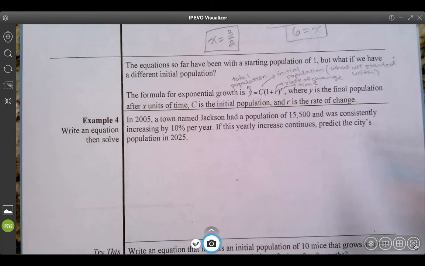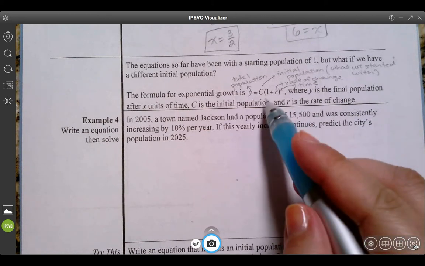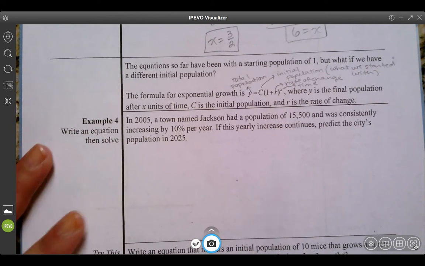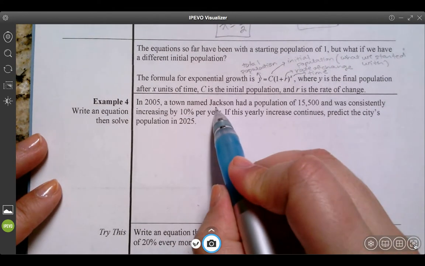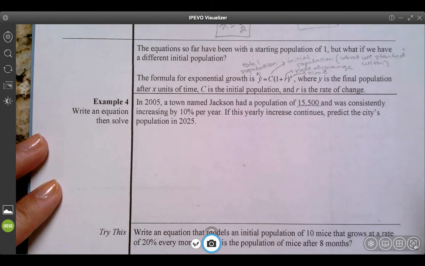Now the variables are also described in the print here, okay? But I think it's nice to have a visual representation of what those variables mean. So let's see if we can apply this. In example 4, we're starting with a town called Jackson with a population of 15,500.